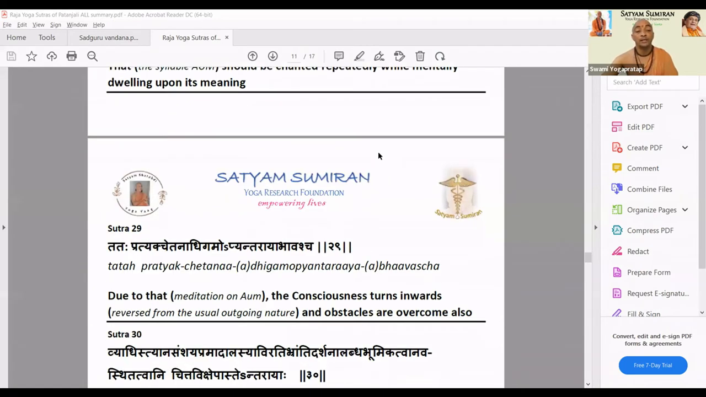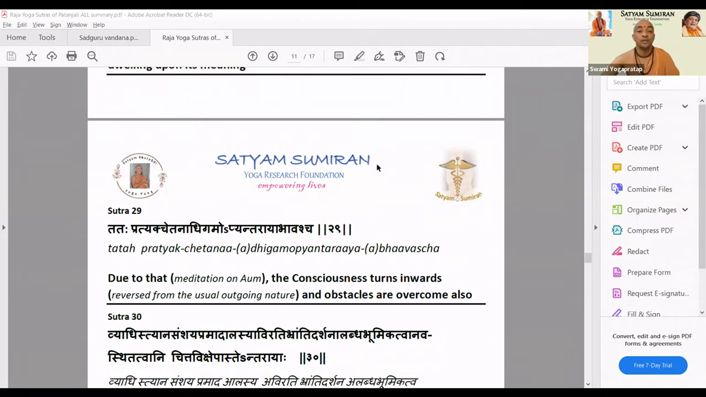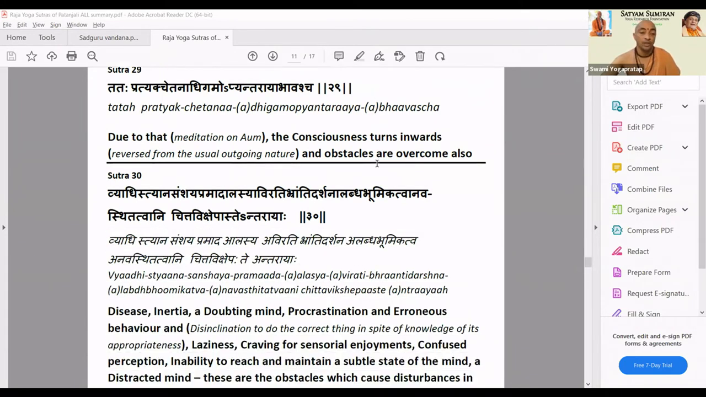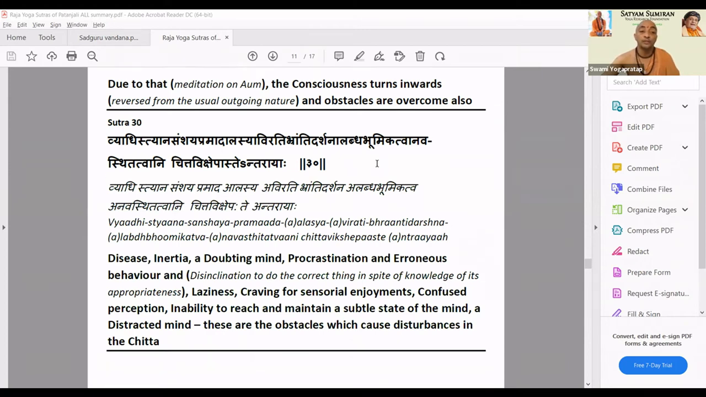What happens by doing that? Tataha pratyak chetana adhigamo apyantara raya bhavascha. Due to that, the consciousness turns inwards and all the obstacles are also overcome. Because when we are trying to do this, there will be some obstacles. Every journey has some obstacles. So not only can we start on this journey, but we can also overcome the obstacles. And just to give us a heads up, he tells us now, what are the obstacles?